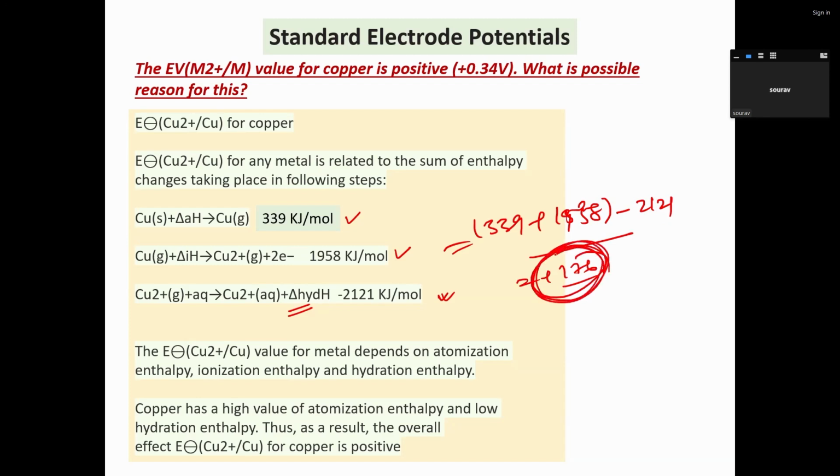So it is actually giving this positive value. That's why the electrode potential value is plus 0.34 volt. Okay, so it is written here. Copper has the higher value of atomization enthalpy, and the low hydration enthalpy. As a result, overall the effective electrode potential value is positive, because the overall value is positive. That's why the electrode potential value is positive, plus 0.34 volt.